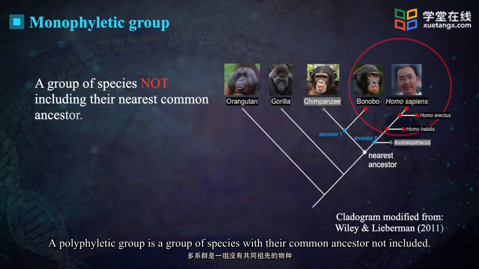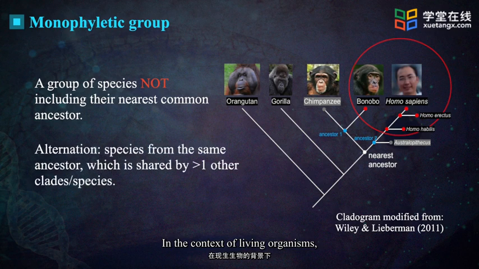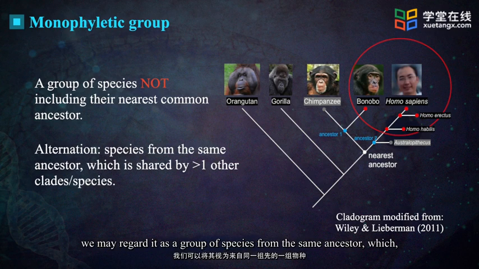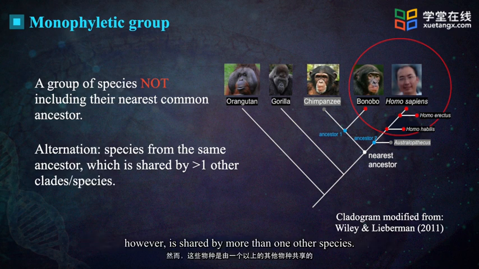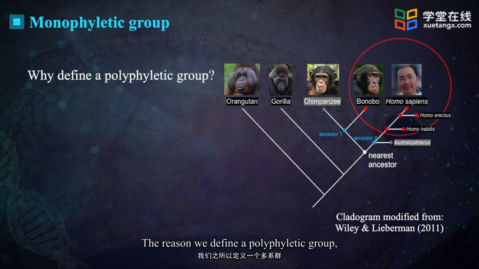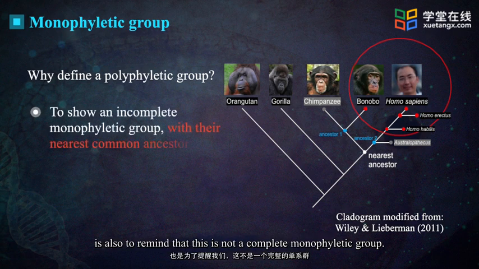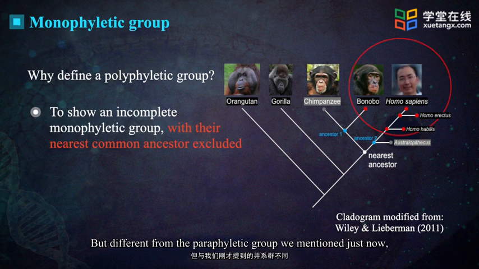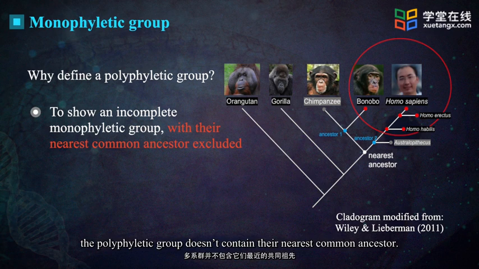A polyphyletic group is a group of species with their common ancestor not included. In the context of living organisms, we may regard it as a group of species from the same ancestor, which, however, is shared by more than one other species. The reason we define a polyphyletic group is also to remind that this is not a complete monophyletic group, but different from the paraphyletic group we mentioned just now. The polyphyletic group doesn't contain their nearest common ancestor.